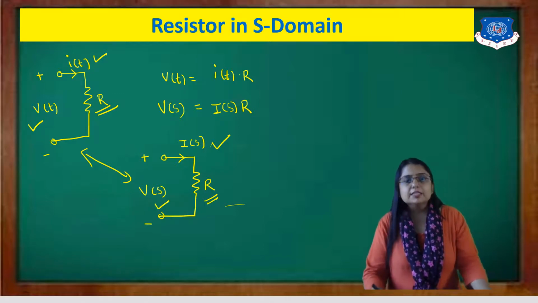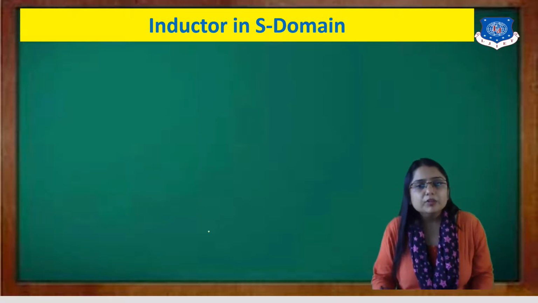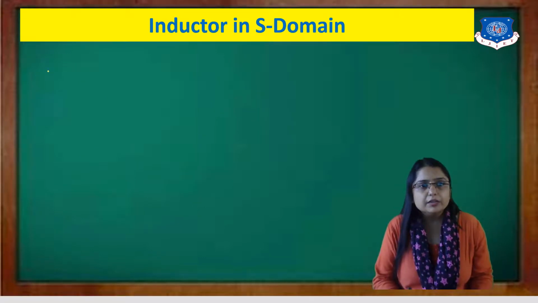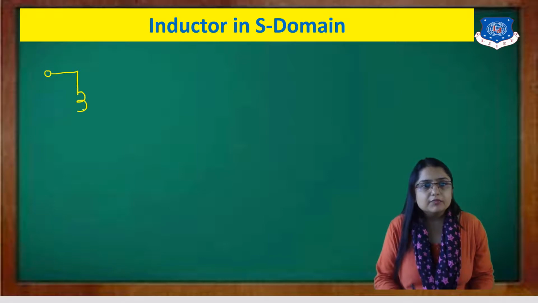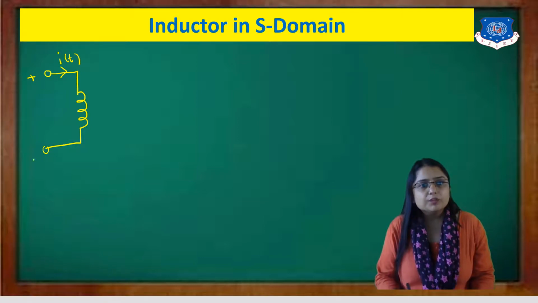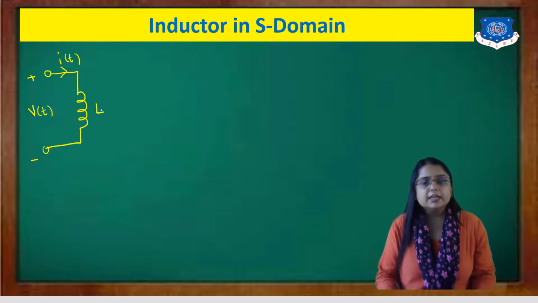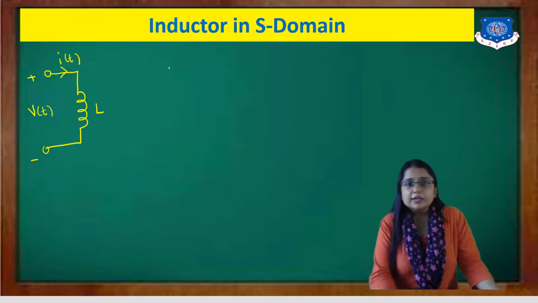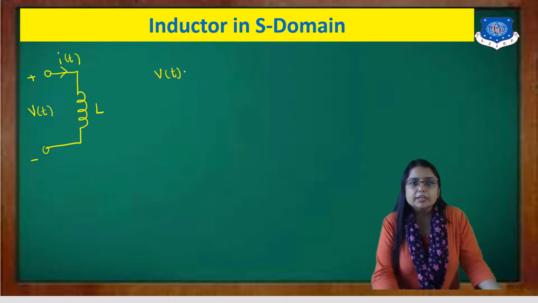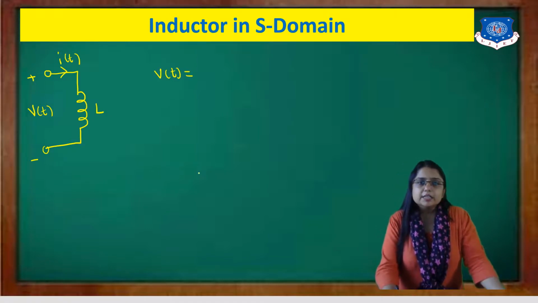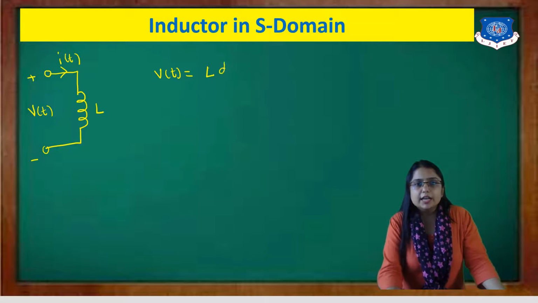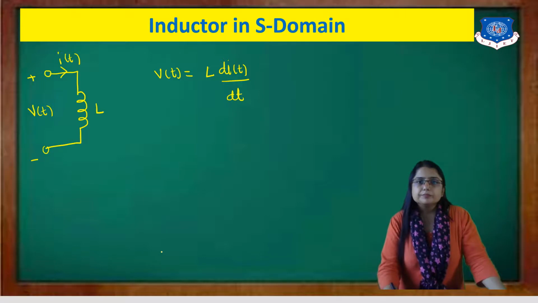Alright. Now next we will discuss how we can represent the inductor in the S domain. So again just consider one inductor. Here the current is I of t, and the voltage is plus minus V of t, and this inductor is L. Now you just write down the equation to find the voltage drop across the inductor. That is V of t equals L d I of t by dt.